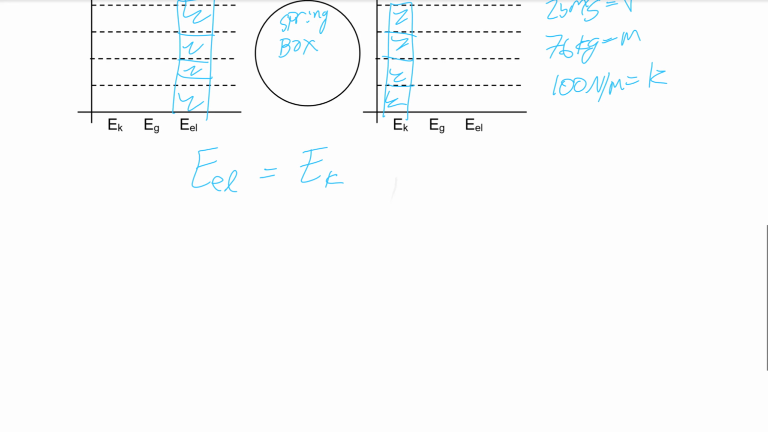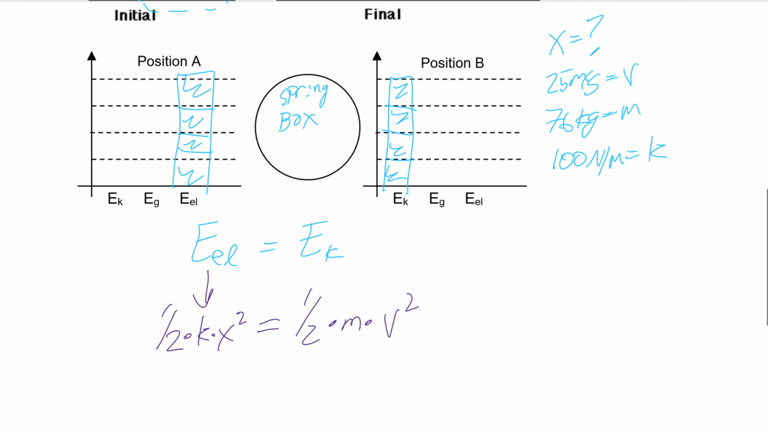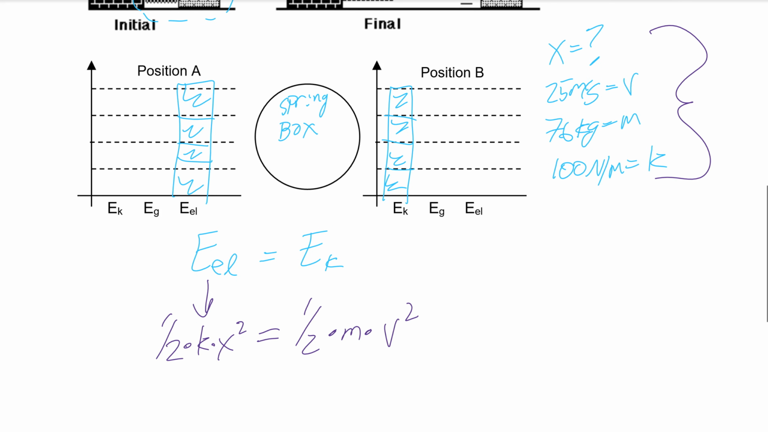Then we go to the next step, which is substituting in our real equations: the elastic energy equation I just told you, 1/2 times k times x squared, equals 1/2 times mass times velocity squared. Over here I have all the variables we need to substitute in, so I'm going to go ahead and do that now.